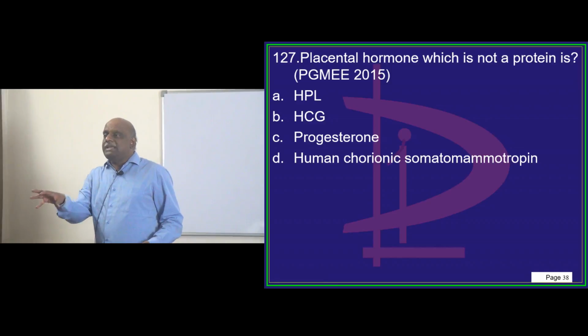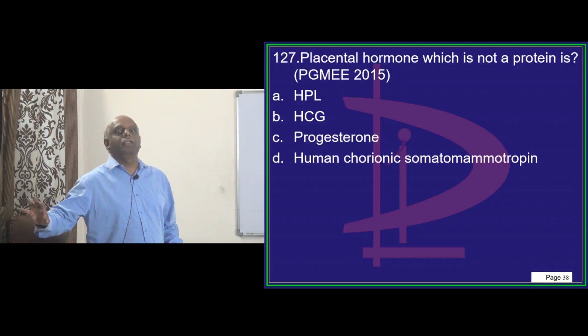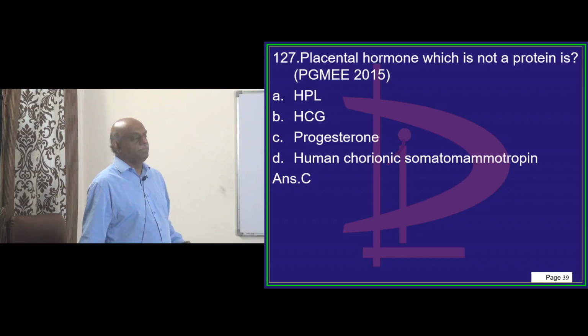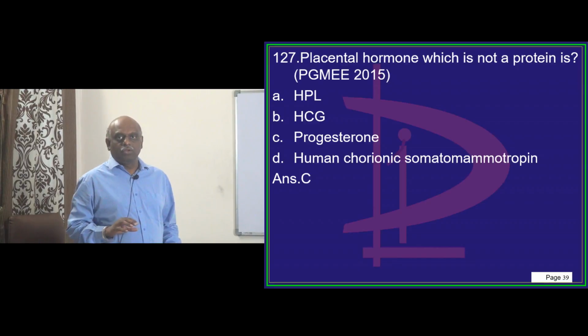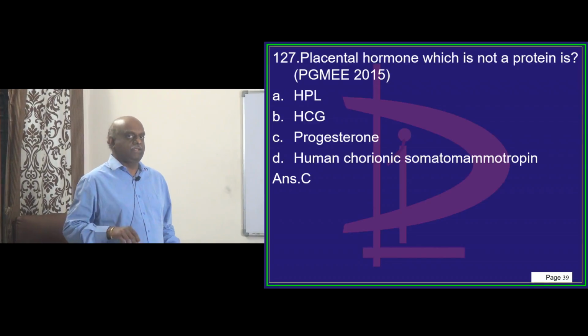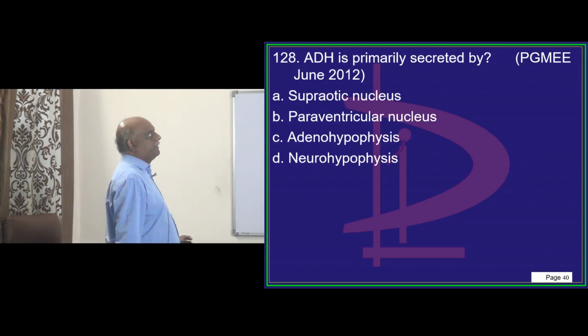Now, which is that placental hormone which is not a protein is my question to all of you. So HCG, HPL, they are all proteins. Progesterone is a steroid, as all of you know.